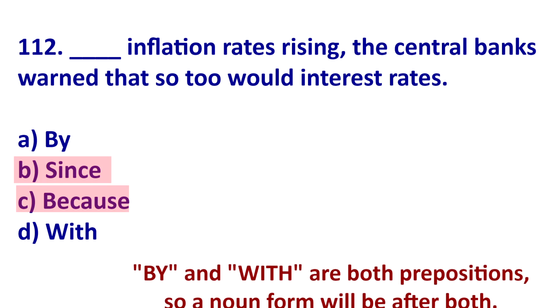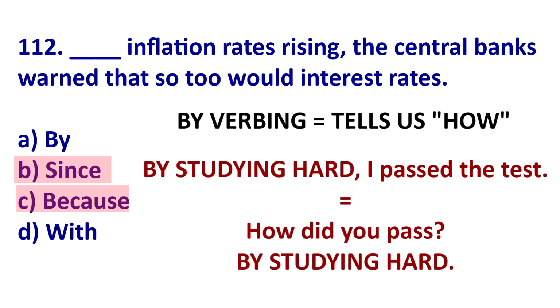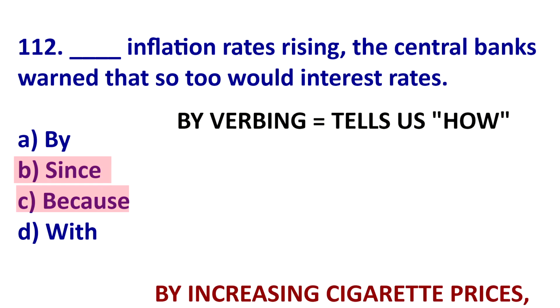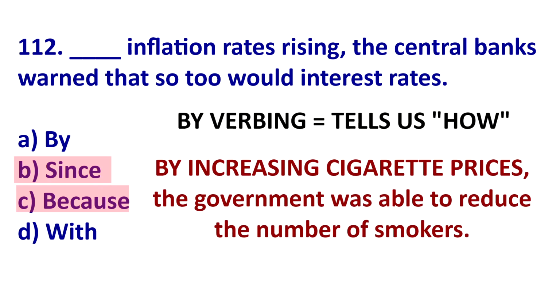Now, we can look at the meaning of by verb ing and with verb ing. By verb ing tells us how we reach a situation. For example, by studying hard, I passed the test. How did you pass the test? By studying hard. Or by increasing cigarette prices, the government was able to reduce the number of smokers. This is how they achieved this, how they did it.